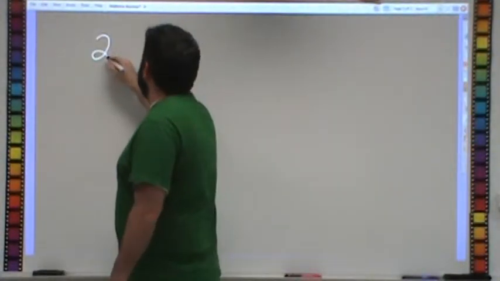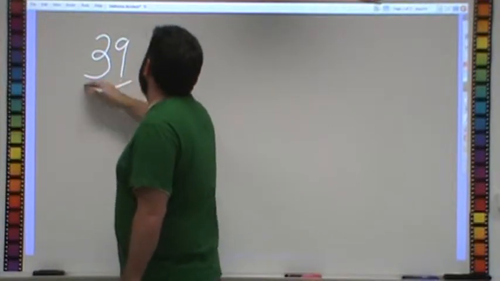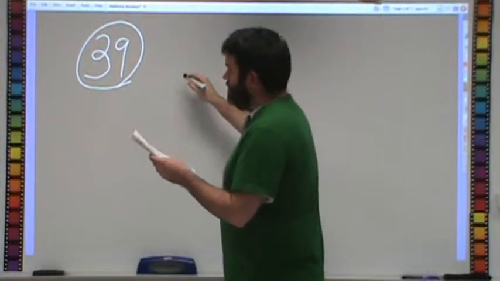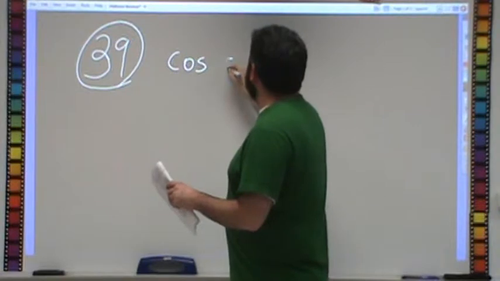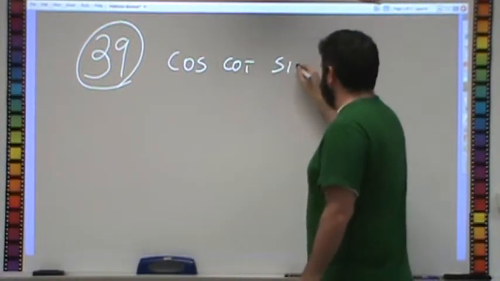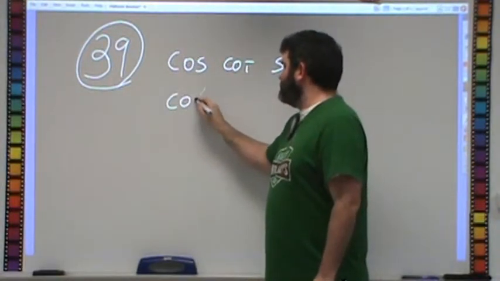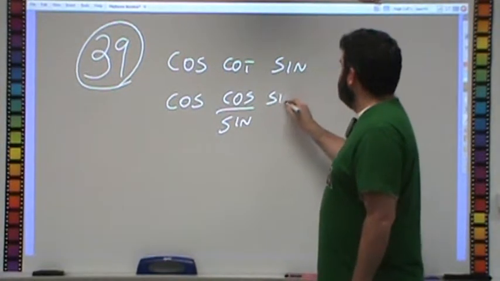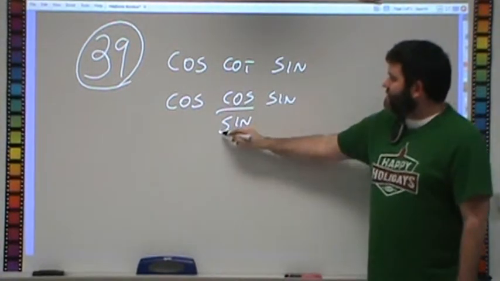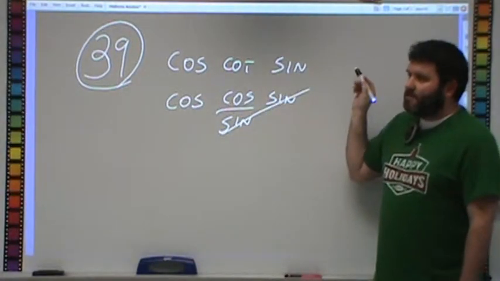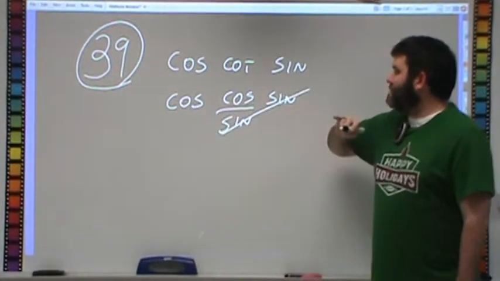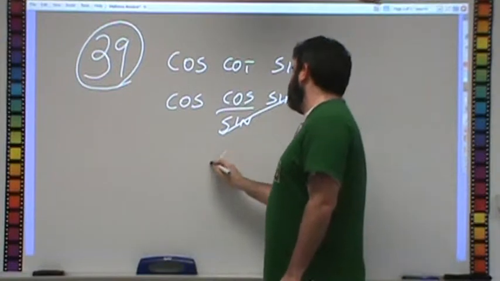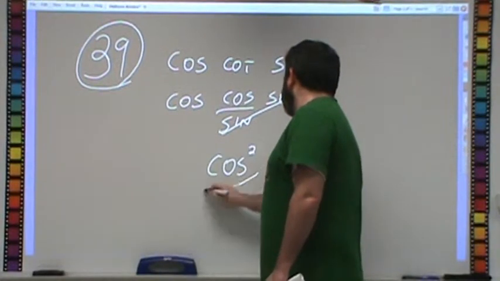And finally, number 39. Cosine times cotangent times sine. All I'm going to do here is turn cotangent into cosine over sine. This is multiplication, so that means I can cancel the sines out. Cannot cancel the cosines out because they're both on top. Cosine times cosine is cosine squared.